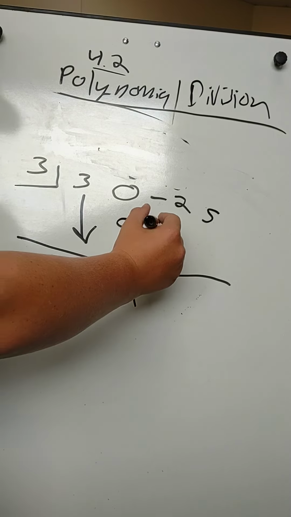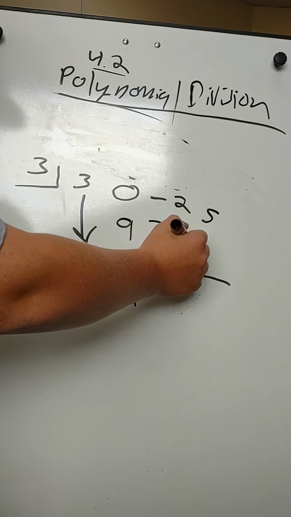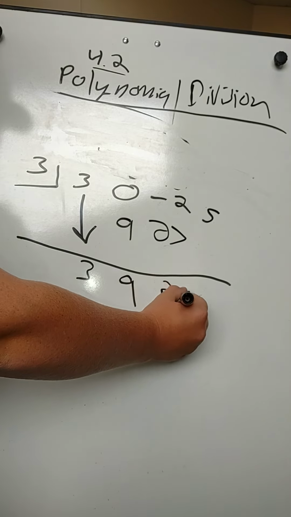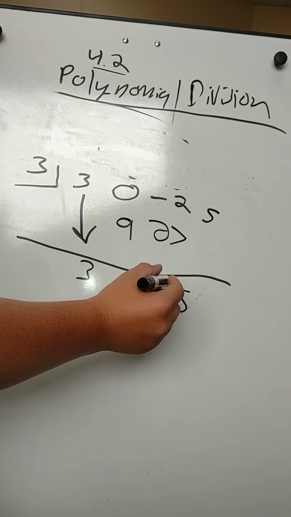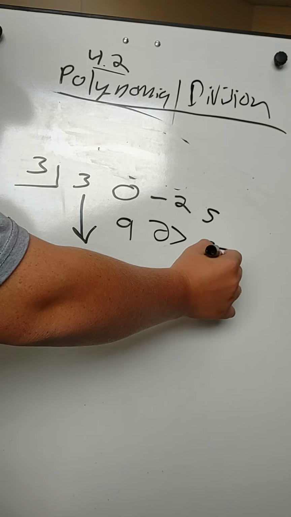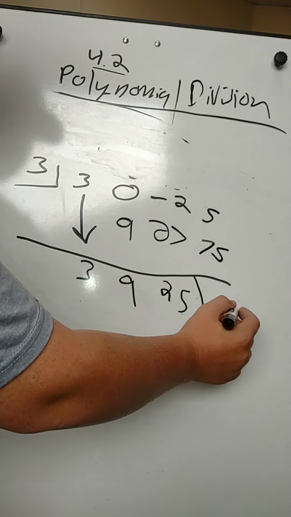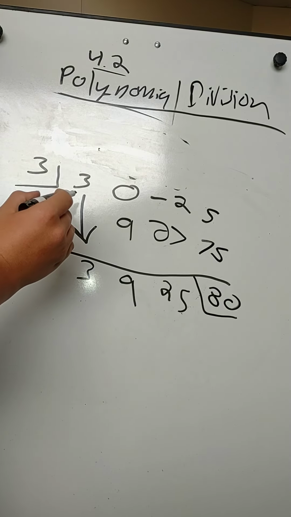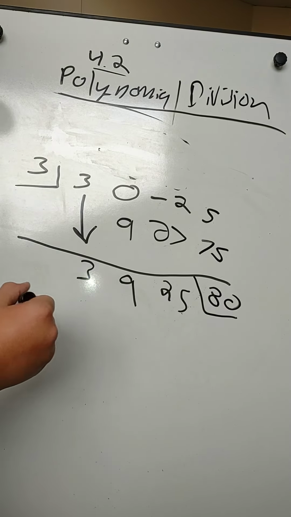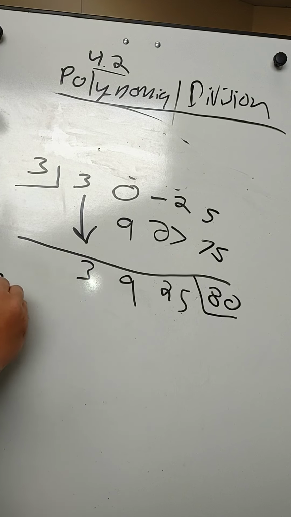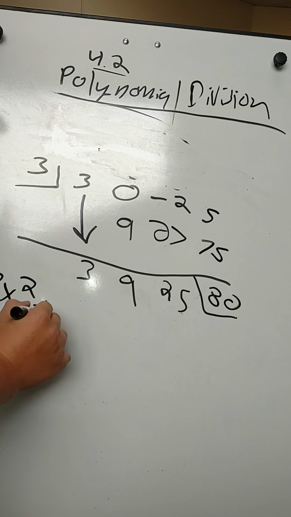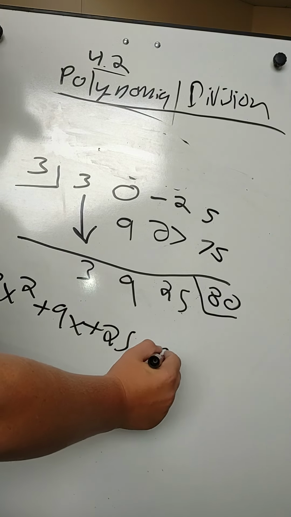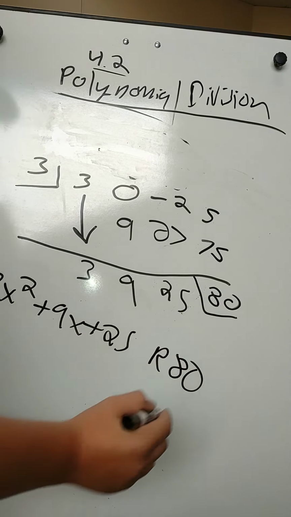Multiply 3 and 9 to get 27. Add that to -2 to get 25. And multiply that by 3 to get 75. And add that to 5 to get the remainder of 80. And this is the answer that we just got doing it the long way. 3x squared plus 9x plus 25, remainder 80.